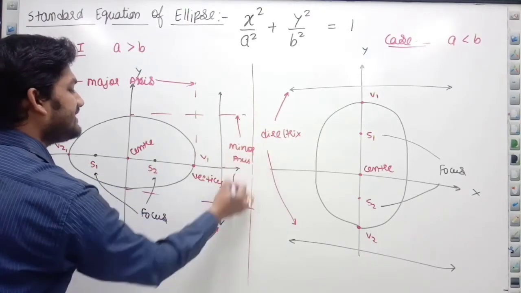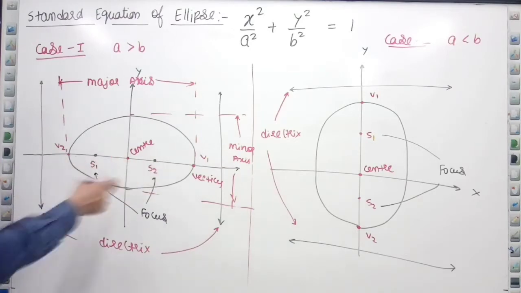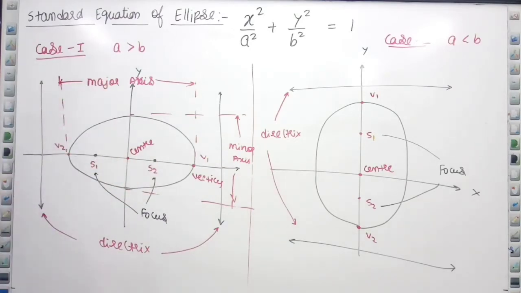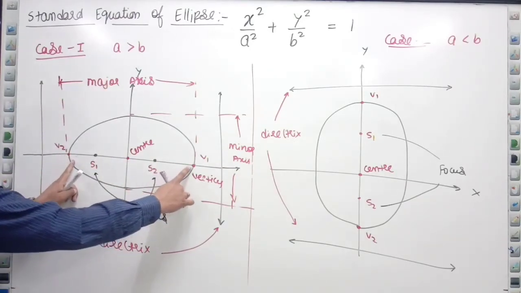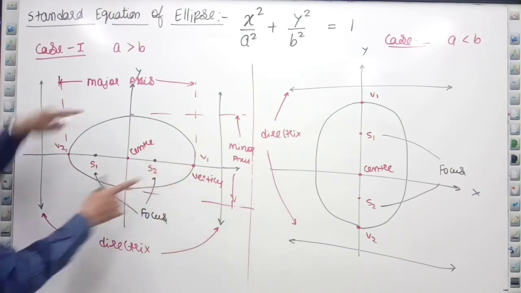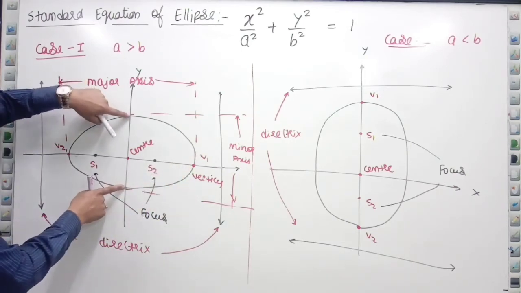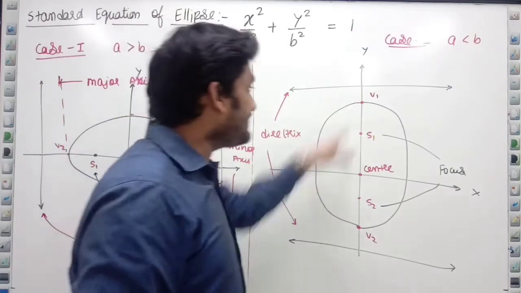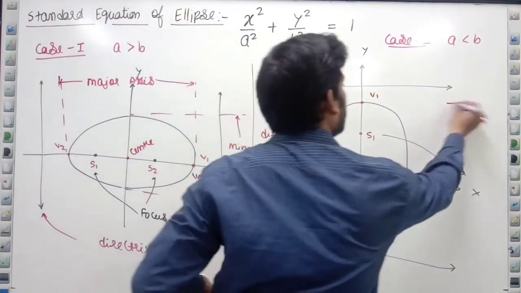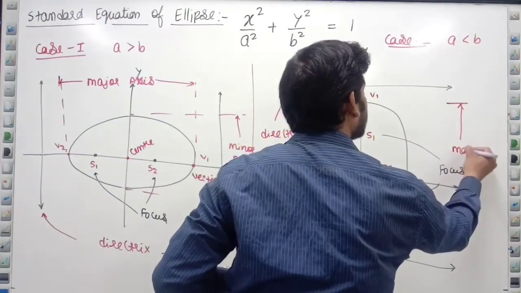So in the first case, the major axis is the x-axis, the minor axis is the y-axis, and the length of the major axis is between the two vertices B1 and B2, and the length of the minor axis is between these two. Likewise here, the major axis will be this. This is the major axis.